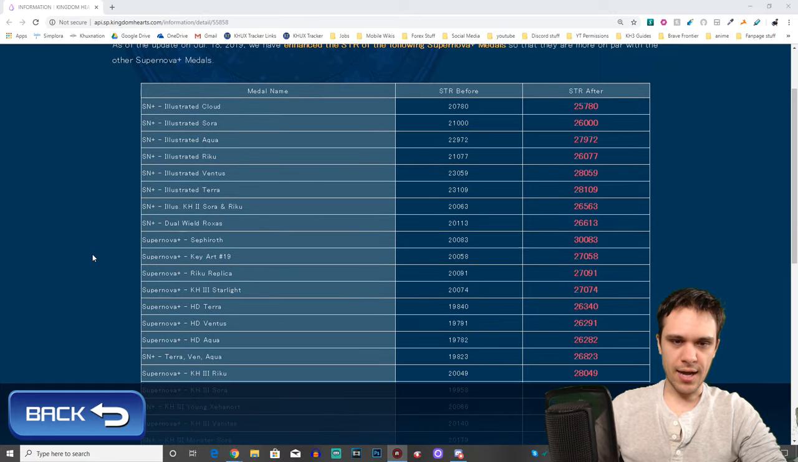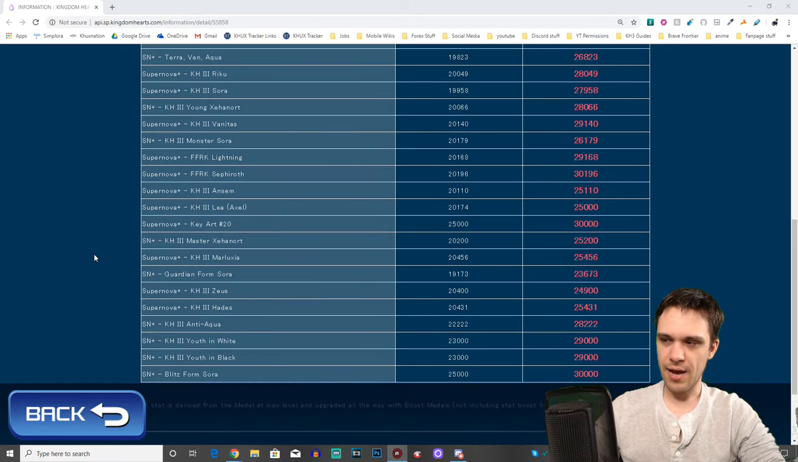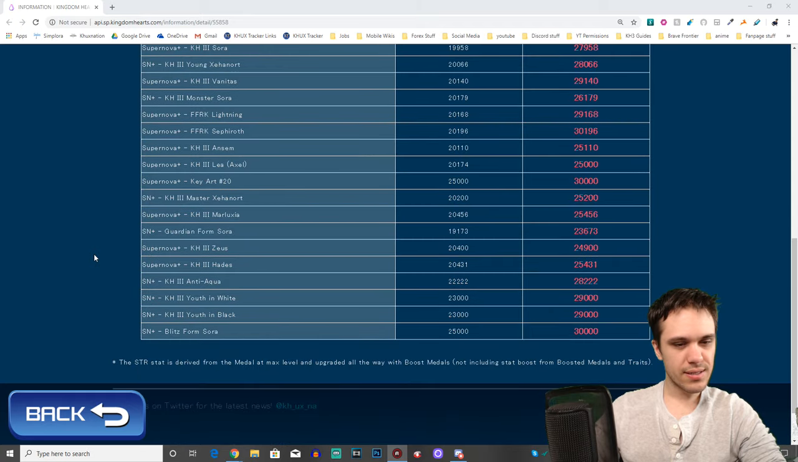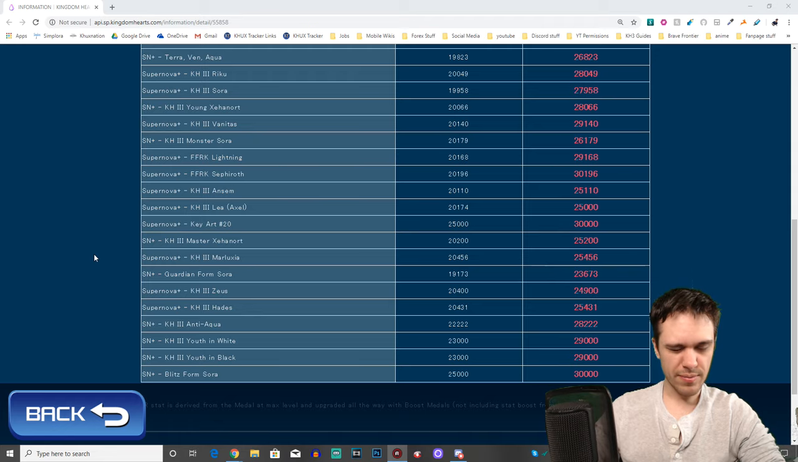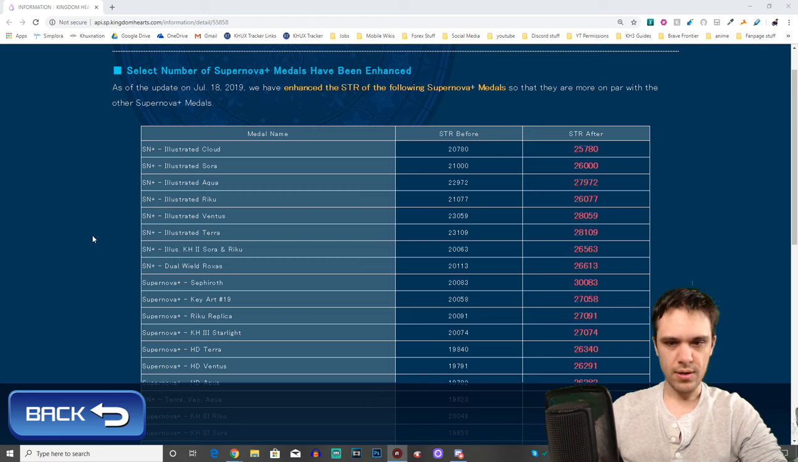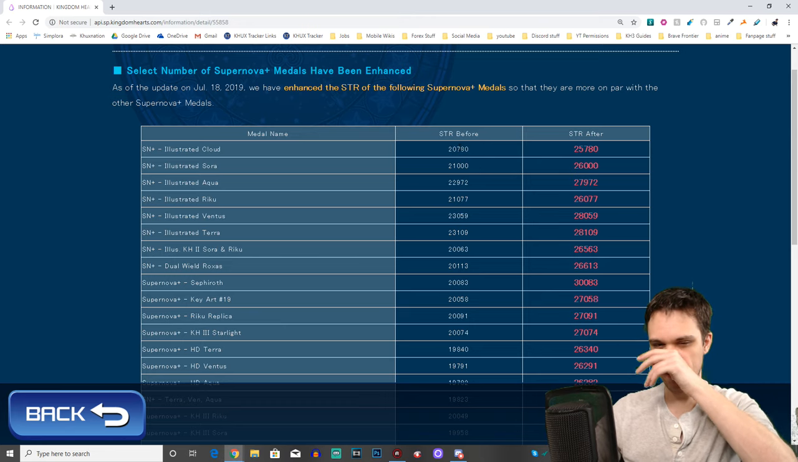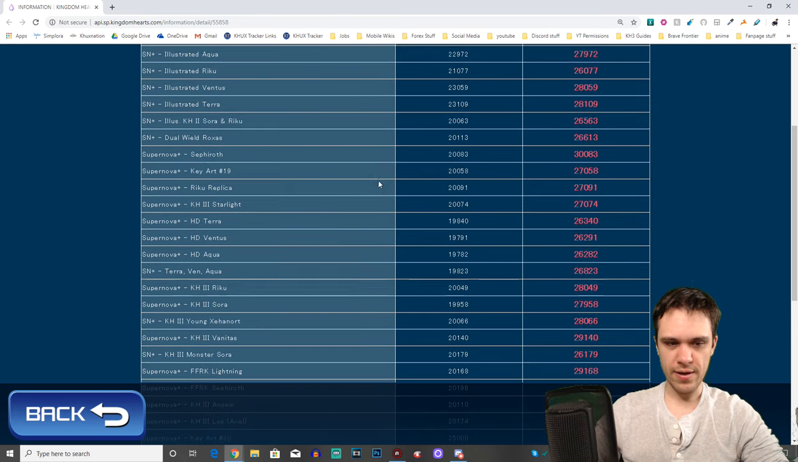Now, the main thing that I found when looking through this is how all over the place the strength upgrades are for some of the medals. For example, brand new Supernova Plus upgrade medals such as Illustrated Cloud, Illustrated Sora, Illustrated Aqua and stuff would receive about a 5,000 strength increase between their original and what they are now. However, medals such as Supernova Sephiroth gain like a 10,000 strength increase. I'm just like, what? It doesn't make too much sense.